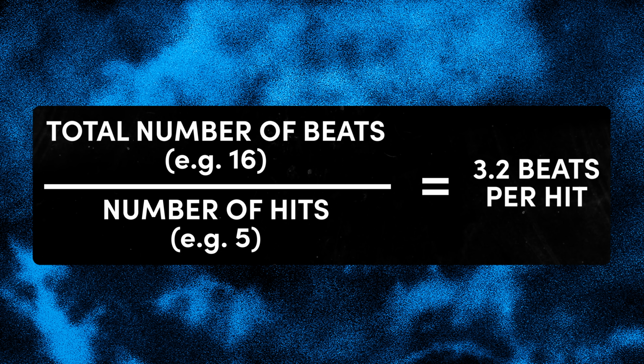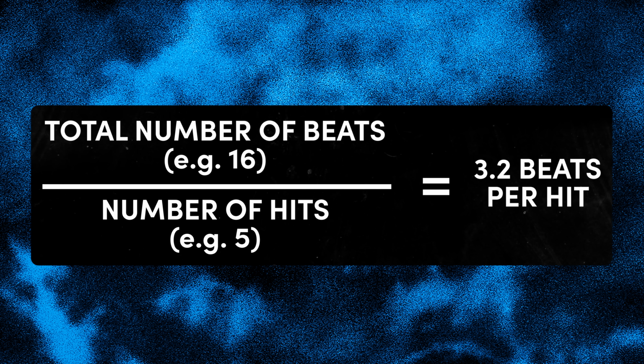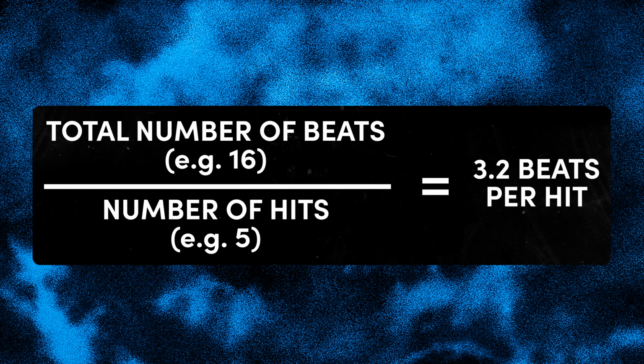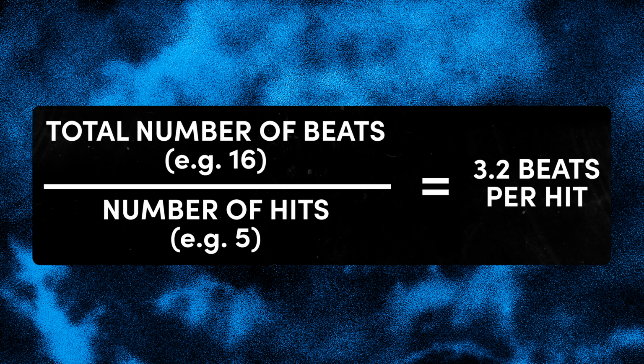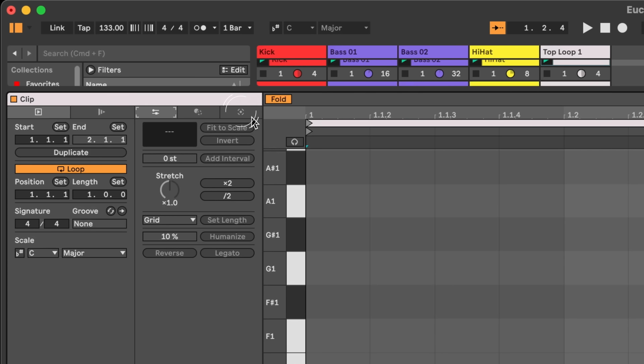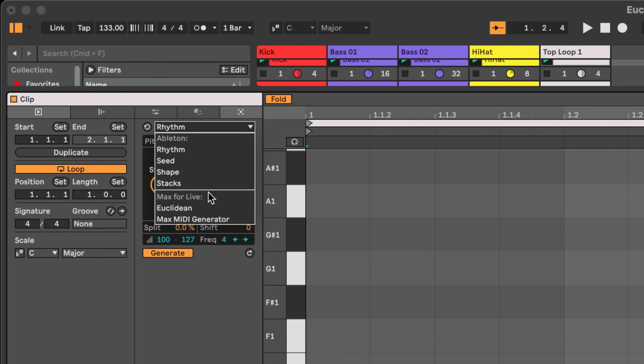So if you want to create your own Euclidean rhythm, you would first of all have to decide on the total number of steps or beats for your rhythm, and then decide how many hits you want within those steps. And you can also change this individually for every single instrument. And the Ableton Live tools allow you to do exactly that. Now, to get to this function, you have to go to the last tab here and select Euclidean here.